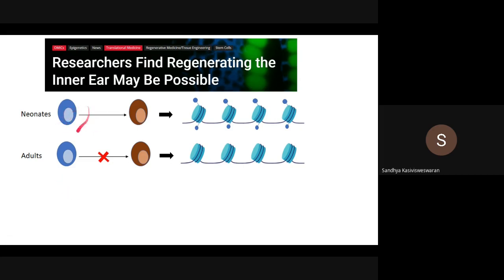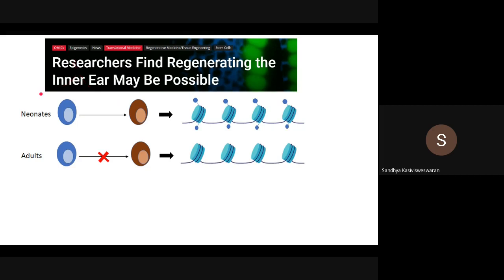This blue cell is a supporting cell, and the brown cell is a hair cell. As we all have studied in school, we can hear because of tiny little hairs in our inner ear, which vibrate according to whatever we hear, and that's how we sense sound. What happens is sometimes those hairs get damaged.